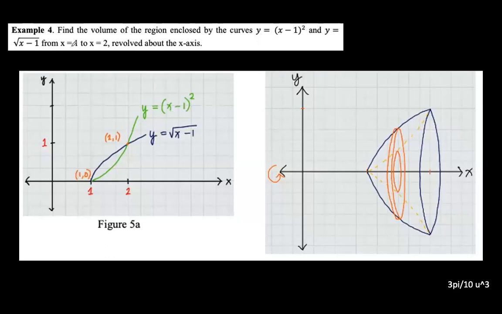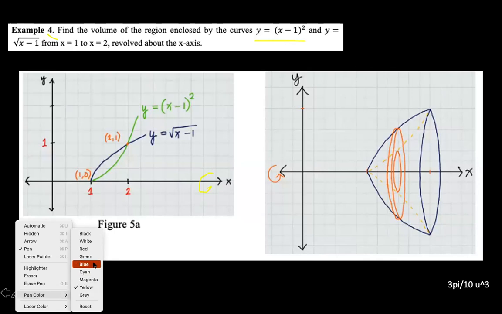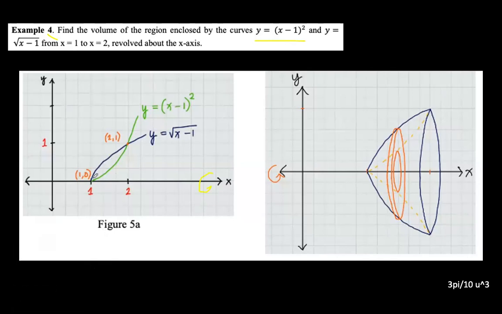Number 4. Okay, para mas mapadali class, screenshot ko na lang yung figure. Example number 4, find the volume of the region enclosed by the curves y is equal to (x minus 1) squared and y is equal to the square root of x minus 1 from x is equal to x-axis. Okay, so the axis of revolution is this. Ayan, sa y. Sabihin natin. Okay, so this is the graph of y is equal to the square root of x minus 1, and this is the graph of (x minus 1) squared.